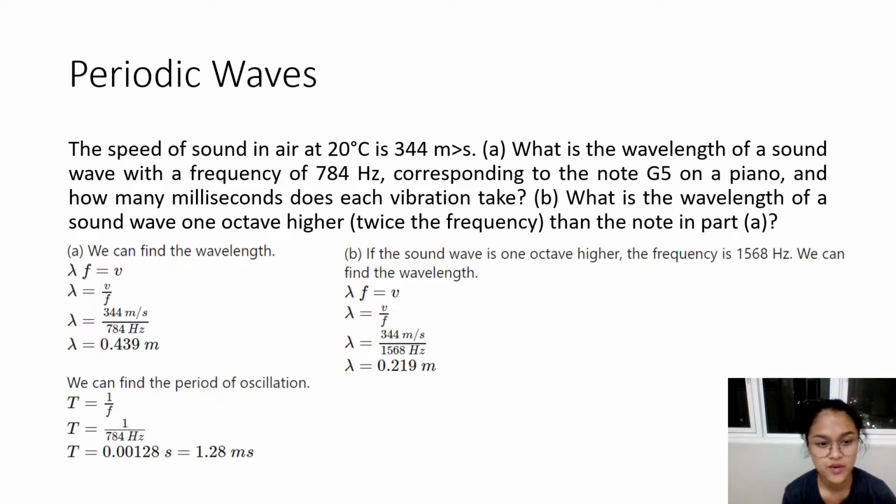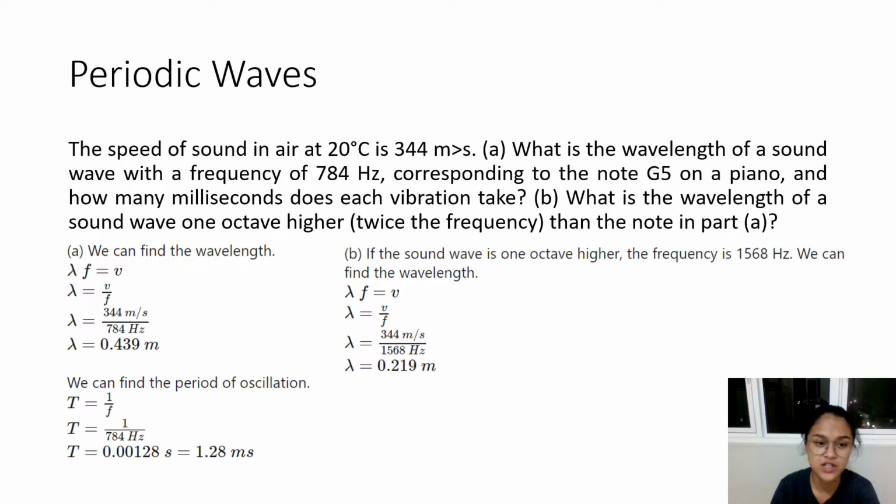So for A, we can find the wavelength using the formula wavelength times frequency equals velocity. So we isolate the wavelength, and we'll have the equation wavelength equals velocity over frequency. So it will be 344 meters per second over 784 hertz, and we will be getting 0.439 meters.